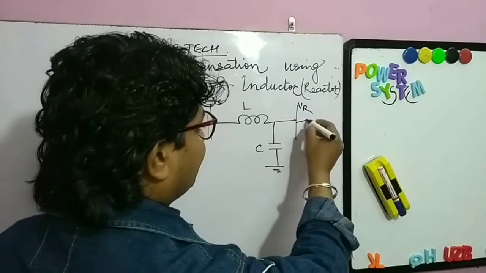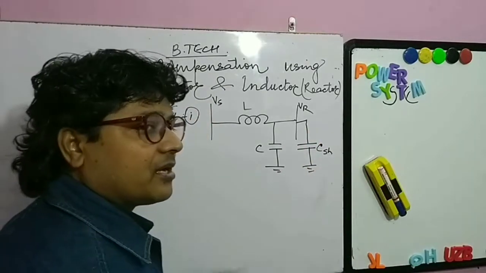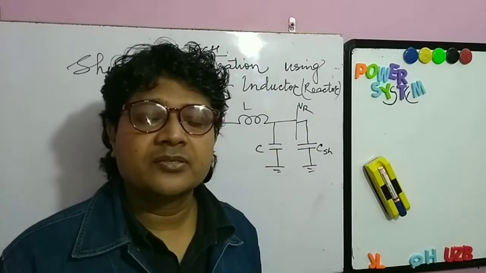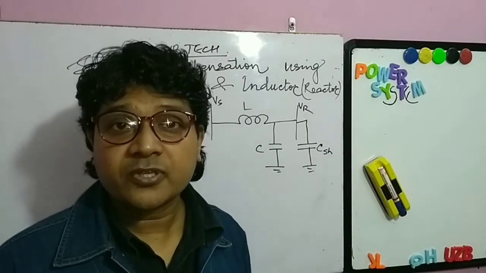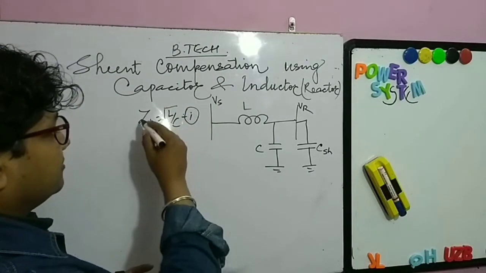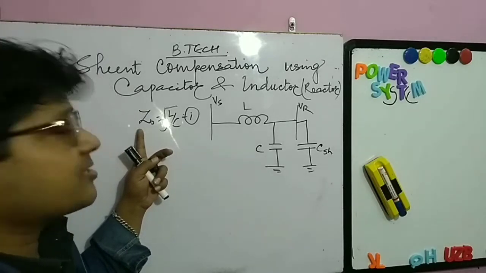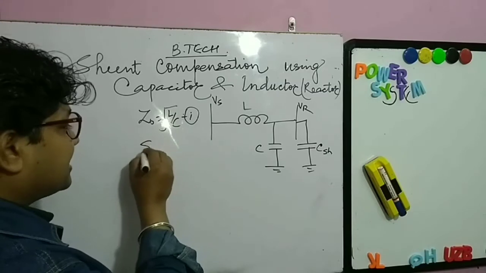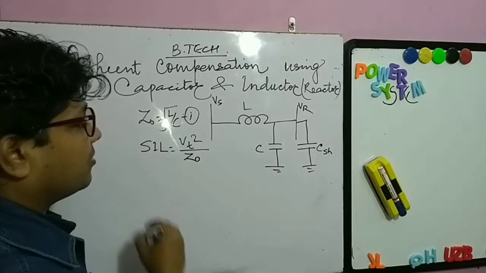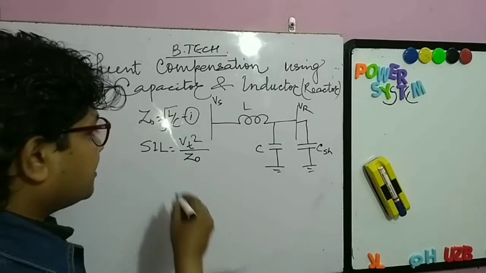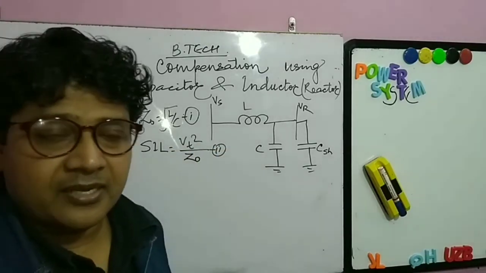So what we are doing here, we are connecting a shunt capacitor in parallel with our shunt capacitance. This is the capacitor that is used for the compensation. Now from this characteristic impedance we can count the SIL. What will be the SIL, surge impedance loading? This will be equal to VT square divided by Z naught, we can write. So this is our equation number 2. This is our SIL we are getting directly for a lossless line.